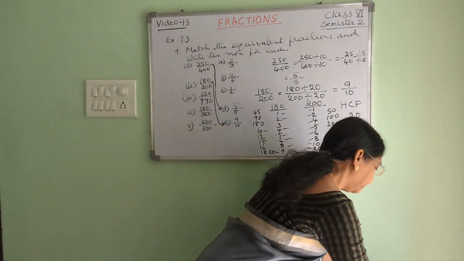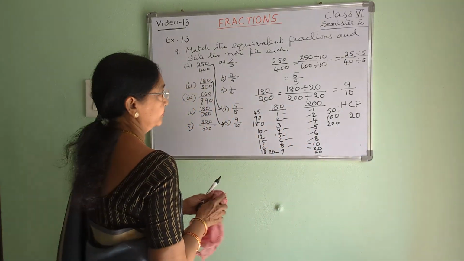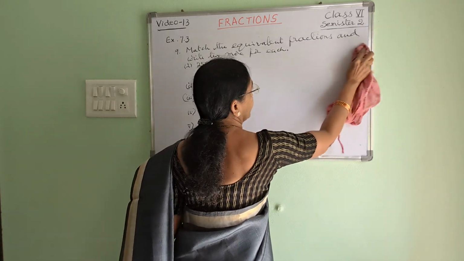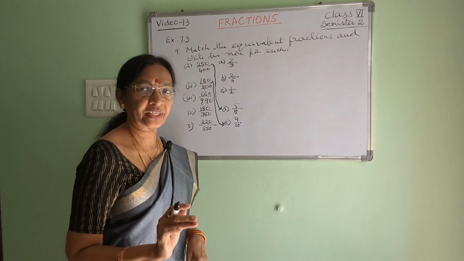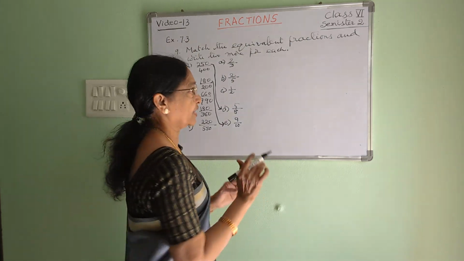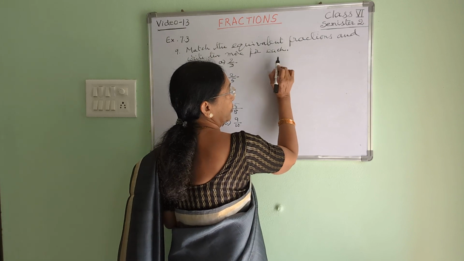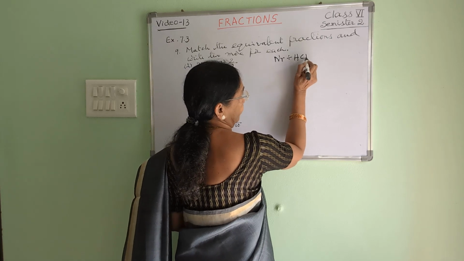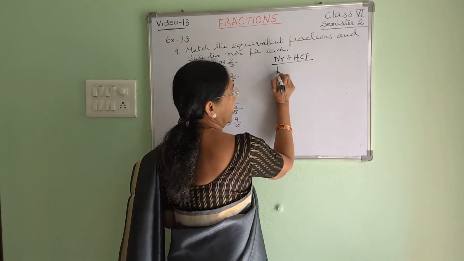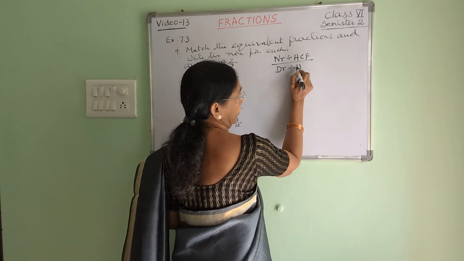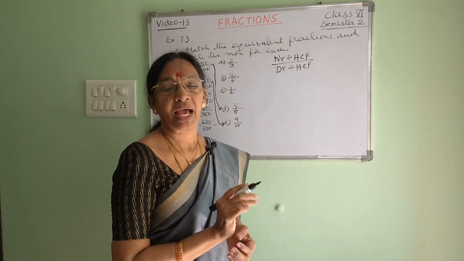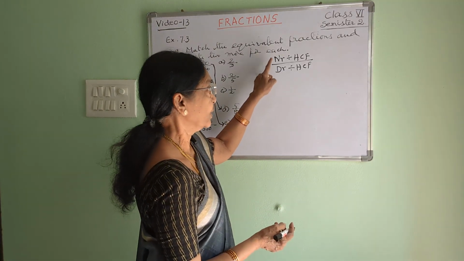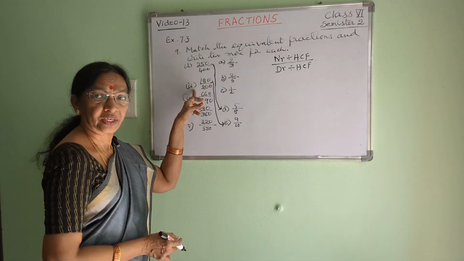So for the next one, to find the simplest form of a fraction, we have to divide both the numerator and the denominator by the HCF. Numerator divided by HCF, denominator divided by HCF. HCF means highest common factor, of the numerator and denominator of the given fraction.